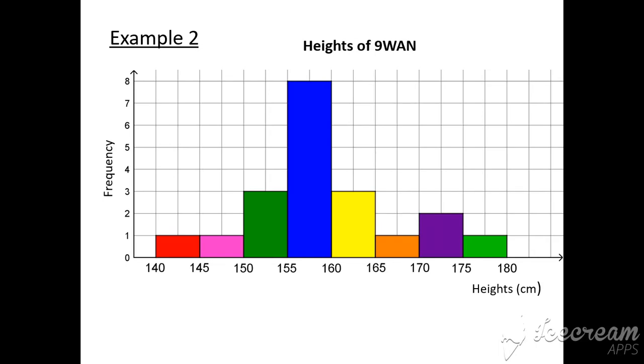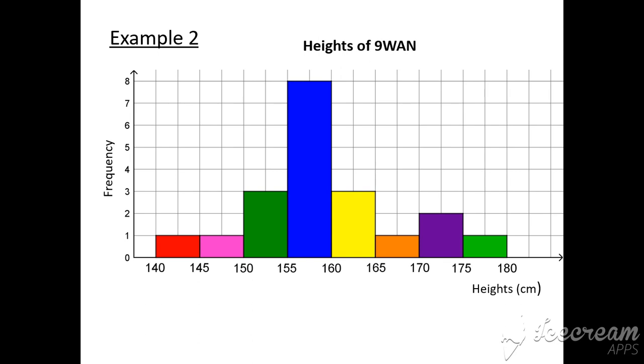All right, let's try a different example. This is a histogram, and it's to do with the heights of a form class or whānau class of 9WAN. We have the frequency on the y-axis and heights on the x-axis, and in this histogram we've grouped the data. The first group is 140 centimeters up to but not including 145 centimeters. The next group is 145 centimeters up to but not including 150 centimeters, and so on and so on.